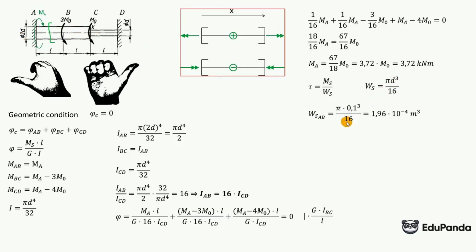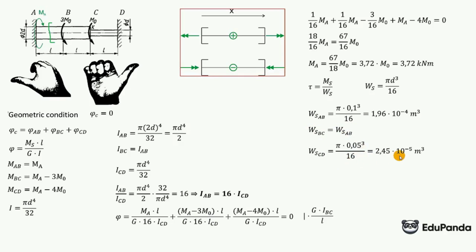So I substitute 2 times 5 centimeters, 10 centimeters, convert to meters to have base units. The result is in meters cubed. We have the strength indicator for BC the same as for AB. And now CD, I substitute 5 centimeters. We have the result in meters cubed. So we calculate the shear stress.